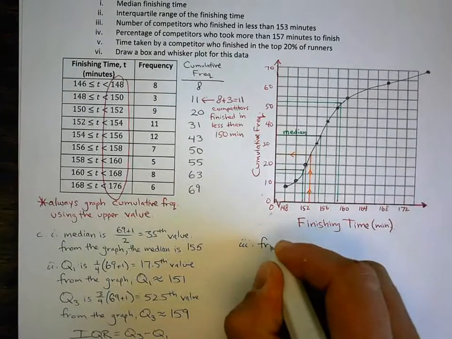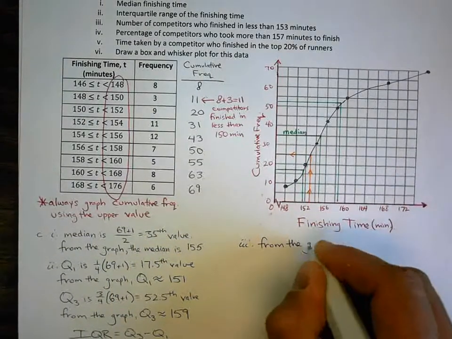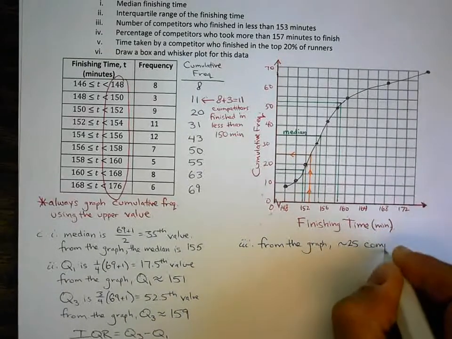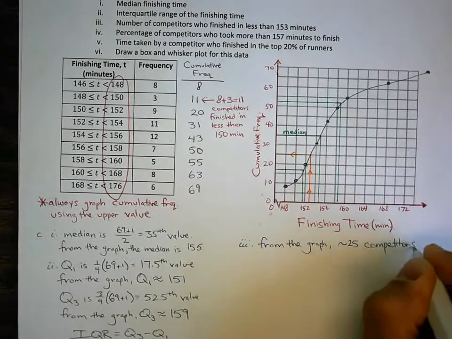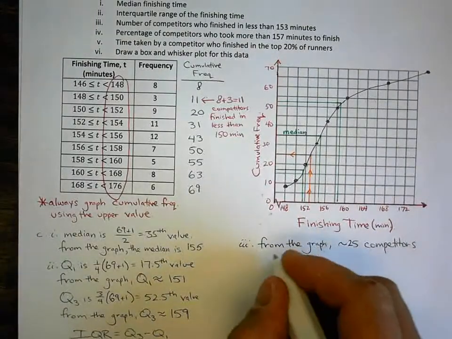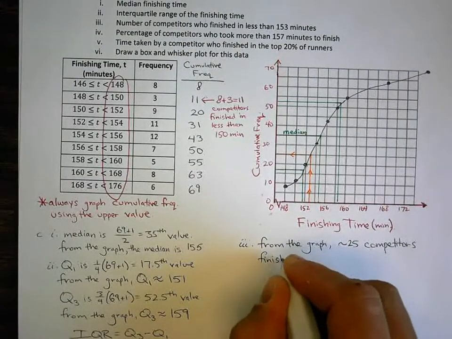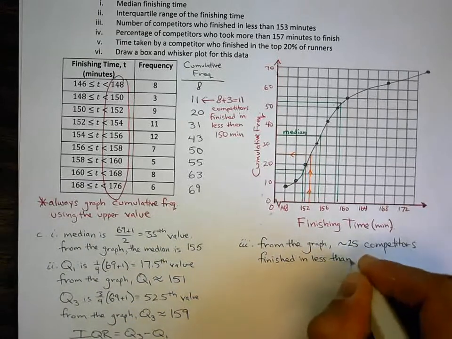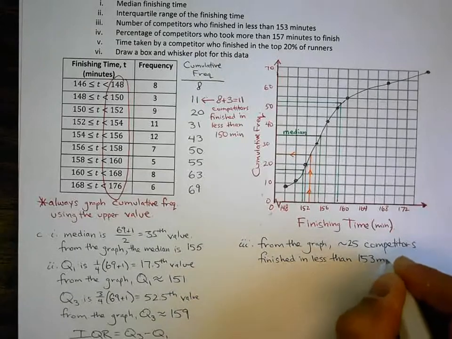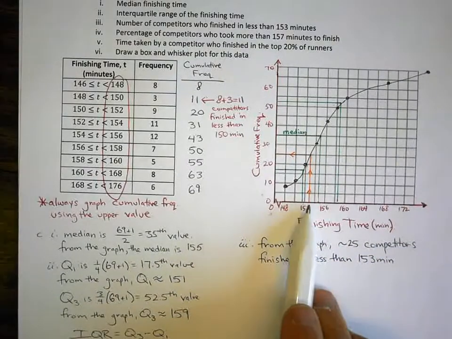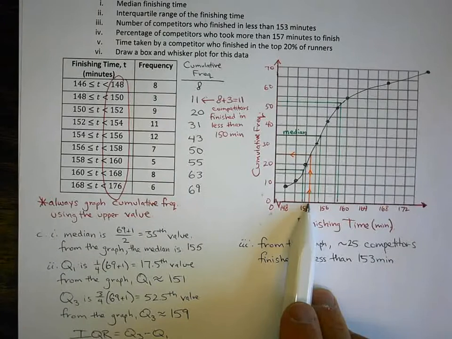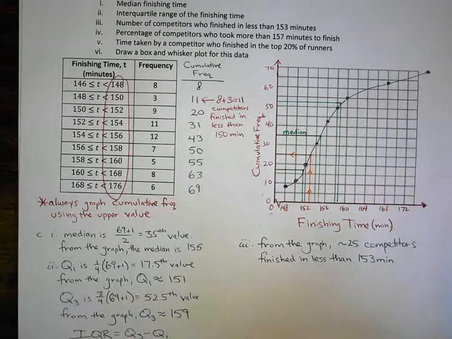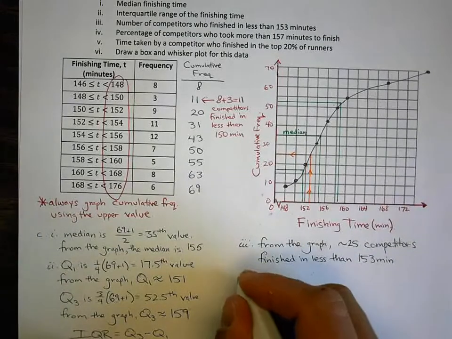So from the graph, around 25 competitors finished in less than 153 minutes. So you think about it, 153 is a really fast time. So how many people were faster than 153? Well, it was a small number. It was only 25. That's not to be confused with number 4.